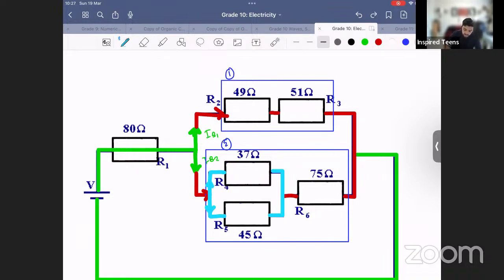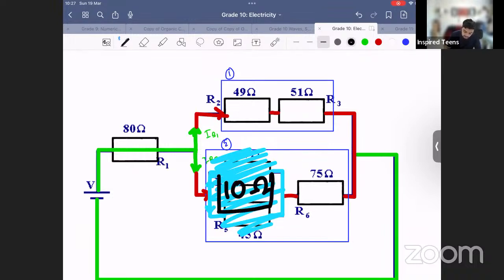Remember, the effective parallel connection of these two is connected in series. Let's just say the effective parallel is 10 ohms. It's connected now in series. If we get rid of the parallel and replace it with its effective resistance, it's connected in series with the 75.